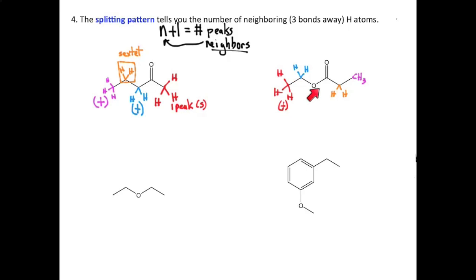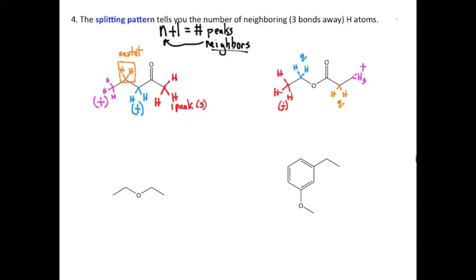Hydrogens in blue, no neighbors on the right, 3 on the left. This would be split into a quartet, 4 peaks. On the right side, we're going to see exactly the same case. The hydrogens in orange have 3 neighbors. That means that would be split into a quartet. And the hydrogens in purple have 2 neighbors, that would be split into a triplet. And one thing you can see here, this is common for an ethyl group. We have a triplet and a quartet.